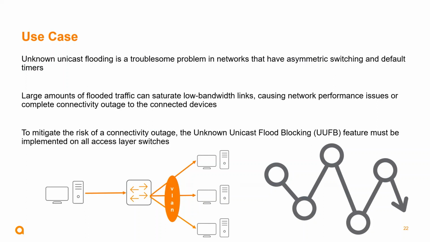The unknown unicast flooding has been a troublesome problem in networks with asymmetric switching and default timers. To mitigate the risk of connectivity outage, the unknown unicast flood blocking feature must be implemented on all access layer switches. The UUFB feature will block unknown unicast flooding traffic and only permit egress traffic with a MAC address that is known to exist on the port.